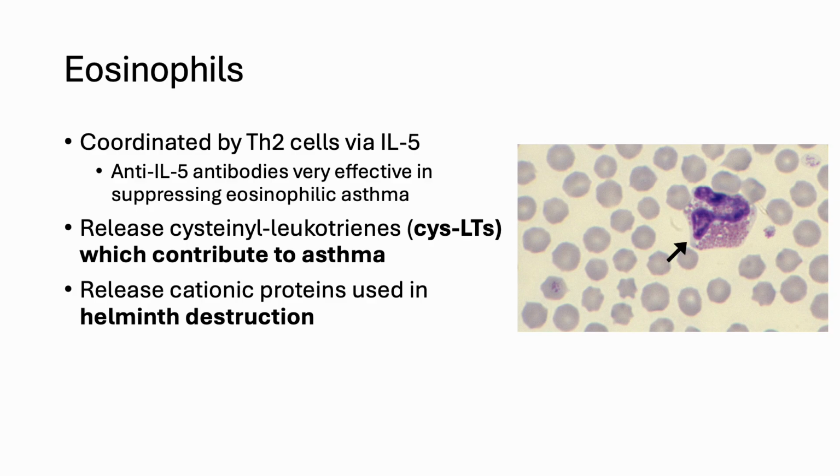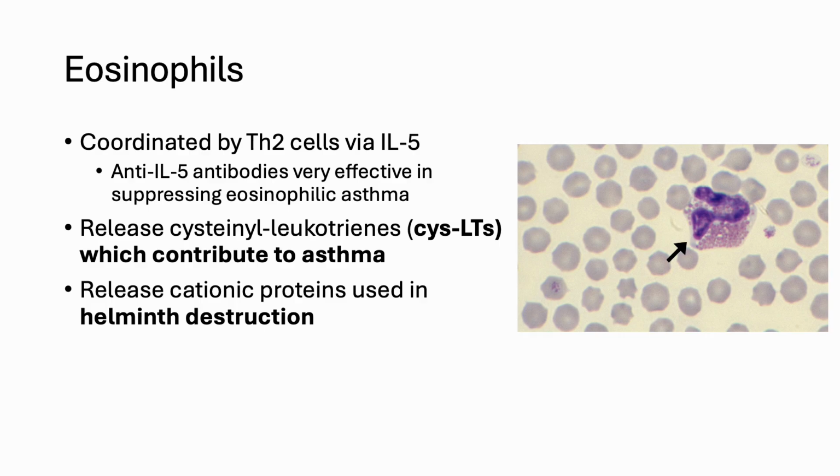And I believe montelukast, which is a common asthma drug, works through sort of inhibiting these types of molecules. I could be wrong. And they also have these cationic proteins that are used in helminth destruction. So this sort of starts a bigger theme that I don't really have time to get into now, but is something that will come up again and again: why do we have these bad cells? Like, why are they still around in our body?